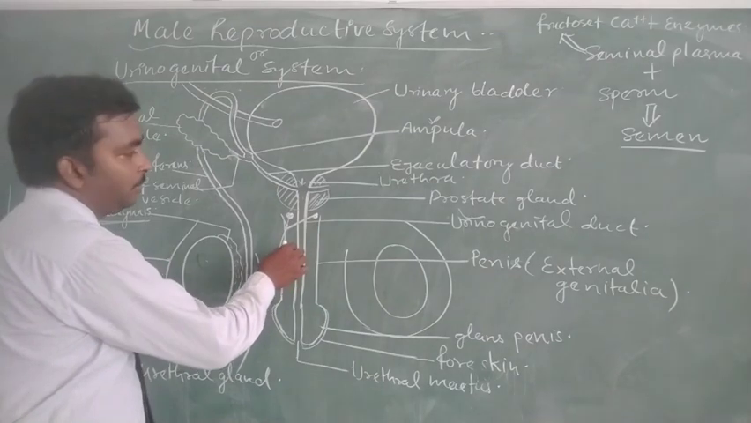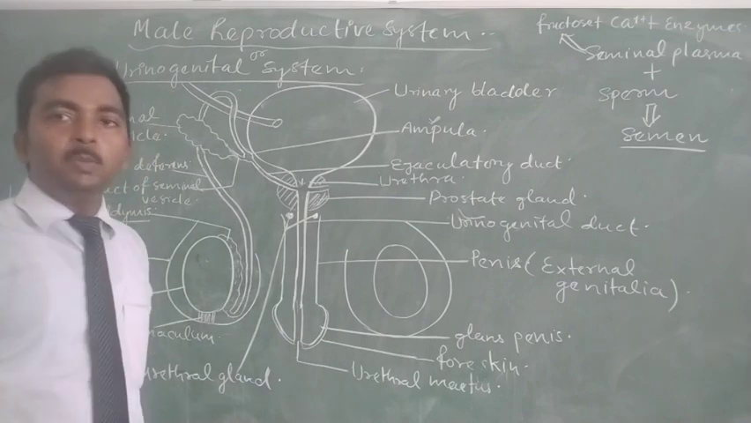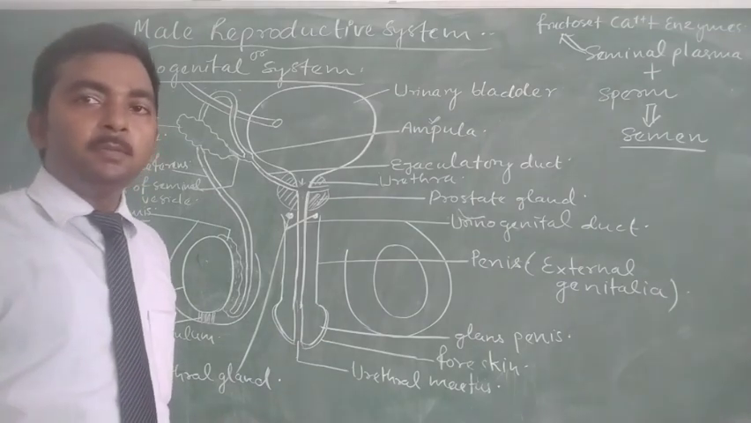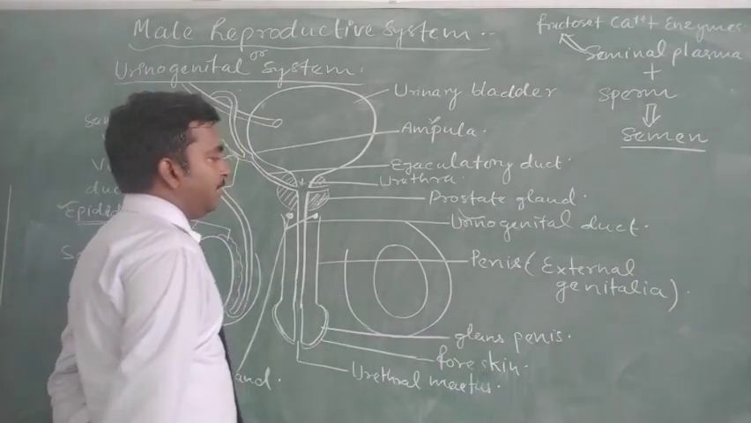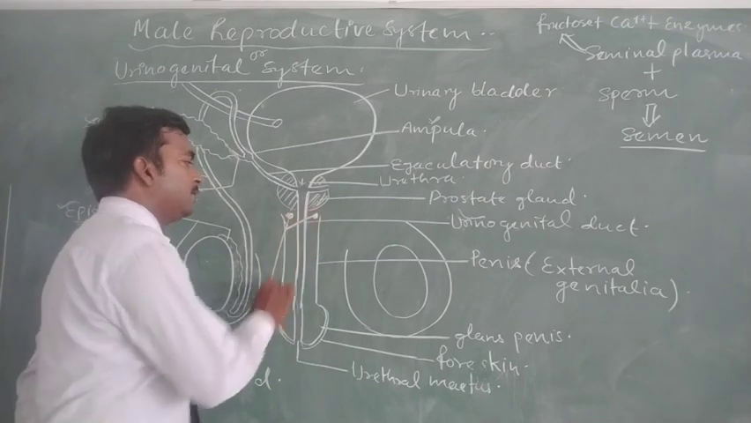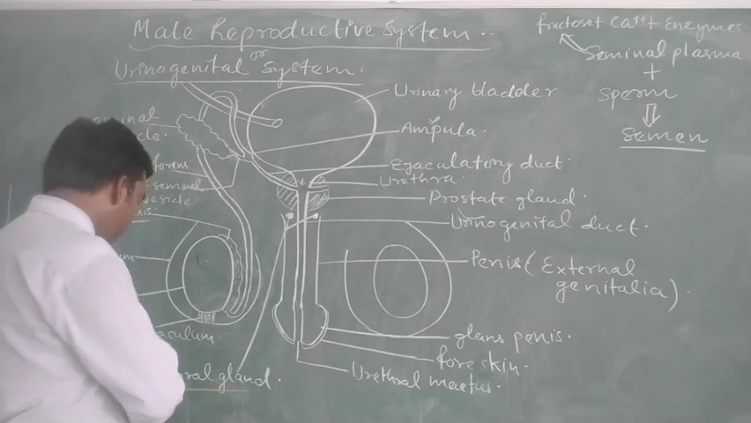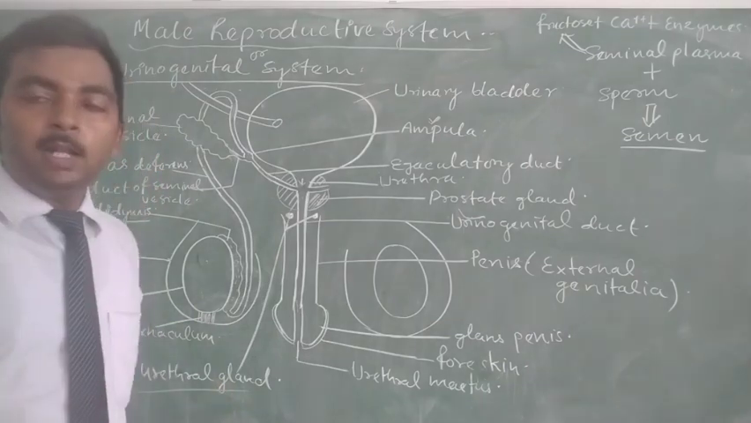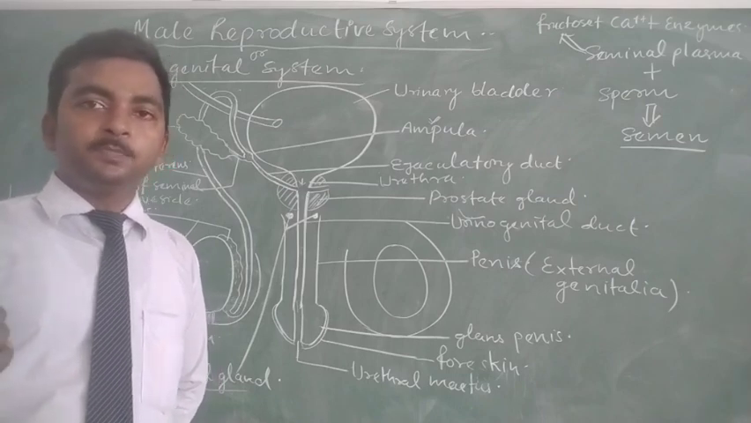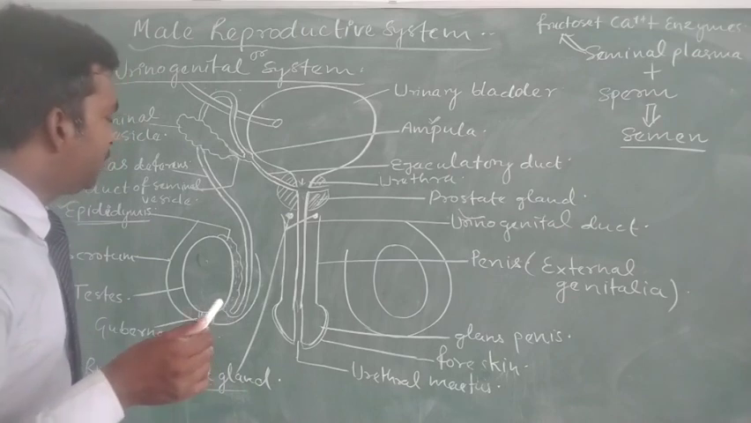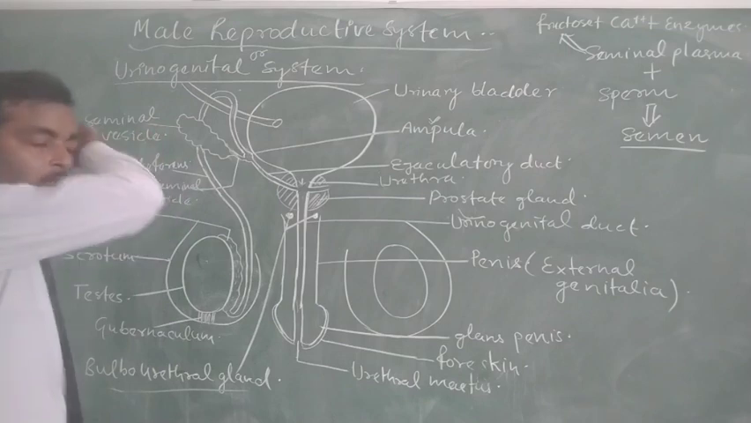Then the urinogenital duct continues and is surrounded by muscular tissue, and the structure formed is known as the penis, which is the external genitalia. At the base of the penis there is a pair of glands known as the bulbourethral glands, which also release secretion, and the secretion of these three glands, that is seminal vesicle, prostate and bulbourethral.